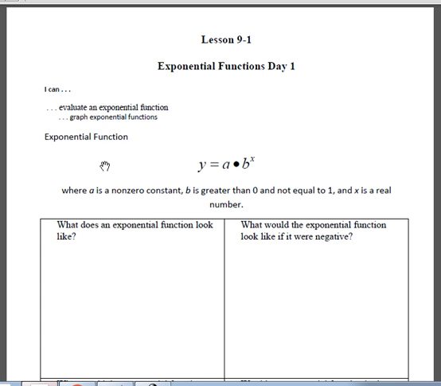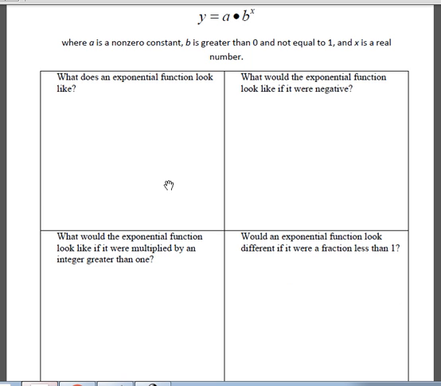And then I want you to take a look at page 1 and look at these questions. What does an exponential function look like? What would an exponential function look like if it were negative? What would the exponential function look like if it were multiplied by an integer greater than 1? And would an exponential function look different if it were a fraction less than 1? You should be able to answer all those questions.